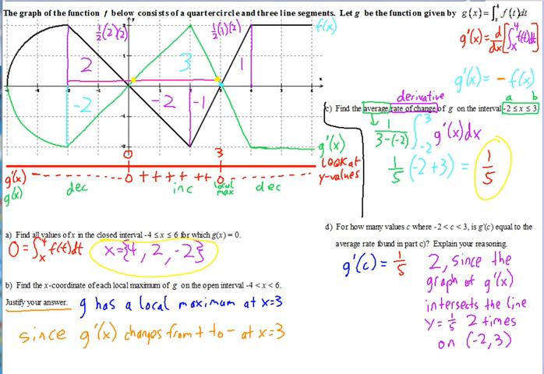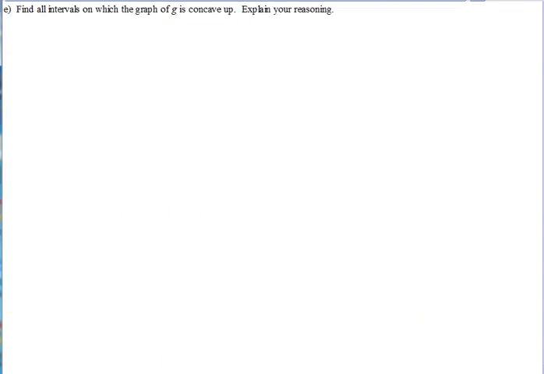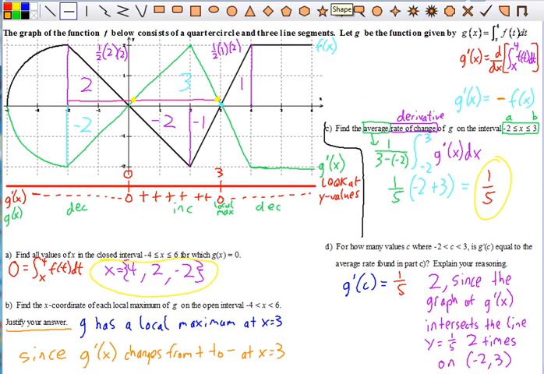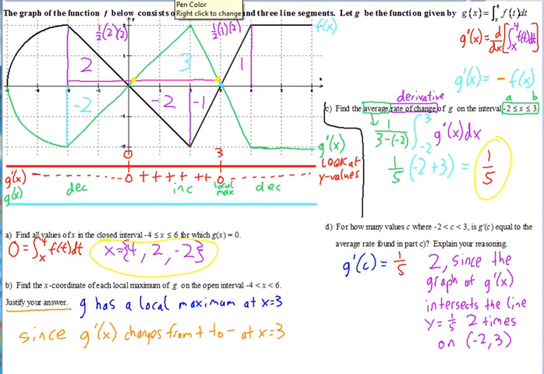Then part E says find all the intervals on which the graph of g is concave up. Explain the reason. So if we go back to the graphic, concavity again comes from the second derivative. So if we draw our number line here for the second derivative, label this g double prime of x. Again, since we have the graph in green here of g prime, we'll be looking at the slope.